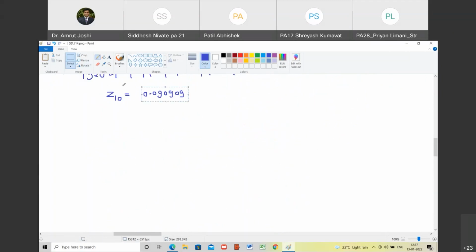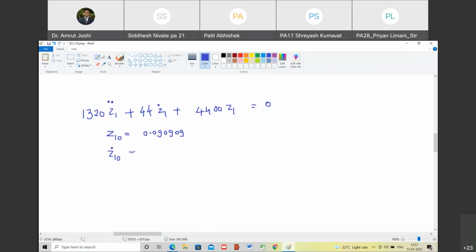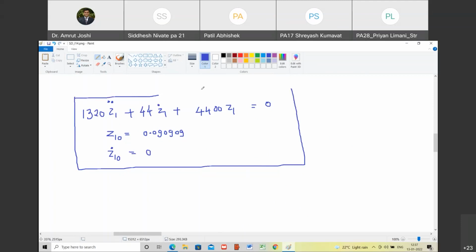And what is Z1 0 dot? Z1 0 dot is 0. Happy? Yes, sir. Can you solve this differential equation? Yes, we are acquainted with this solution in single degree of freedom system. Are you with me? Yes, sir.